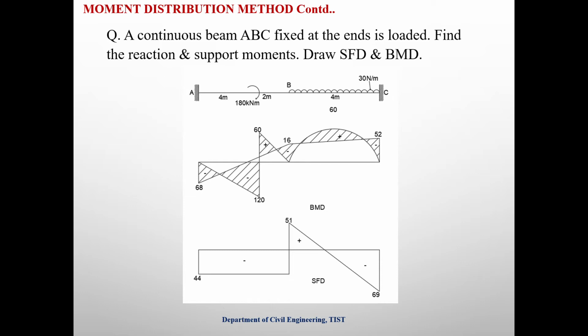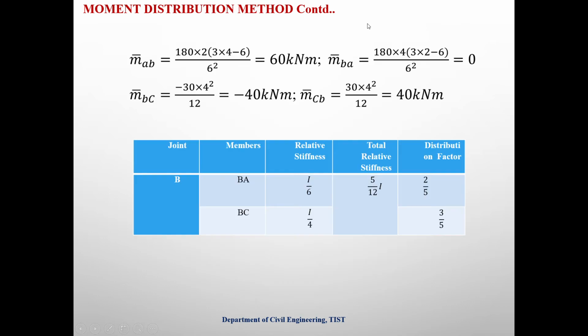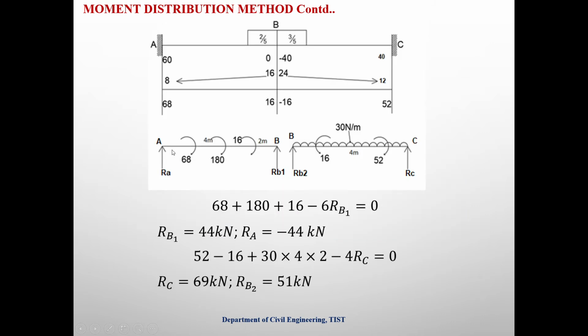Then in this case, a continuous beam ABC fixed at the ends is loaded. Find the reactions and the support moments, and draw SFD and BMD. Considering this one, the joint B is connected by two members BA and BC. So find out the distribution factor, and by substituting in the equations we will get the fixed end moments. Then enter them into the moment distribution table. In this case both the ends are fixed, that means there should not be any end corrections.